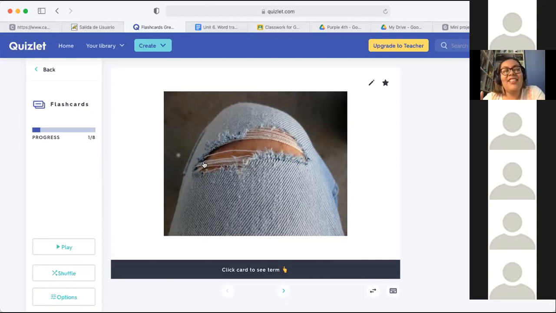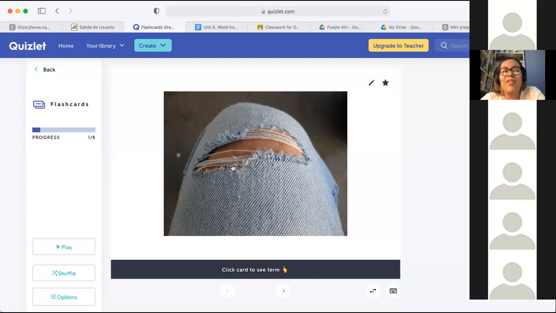And again, let's switch to Spanish briefly, okay? En esos jeans, en español, ¿qué tienen los jeans? ¿Qué es eso? Teacher, is a hole?